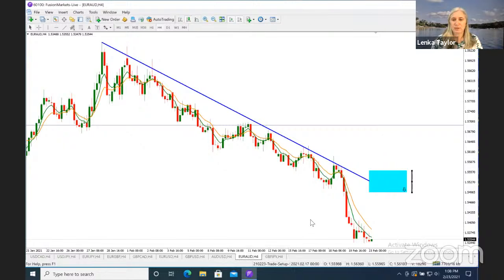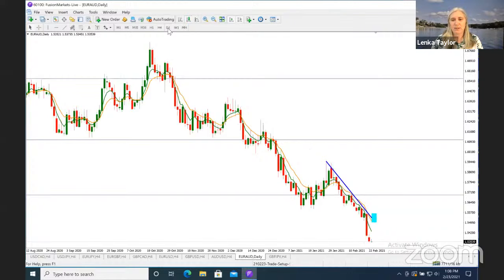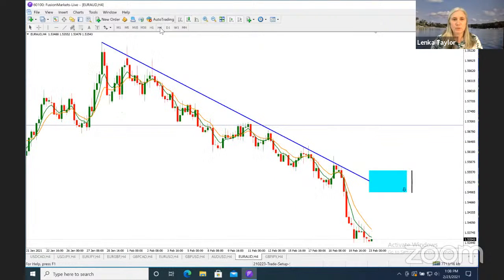Next chart is Euro AUD on the 4-hourly. In terms of direction, the direction is going down, so I'm looking for short positions. I'm looking to enter into short trades. At the moment, the price is very low. So I'm looking for a retracement back up into the entry area near the trend line, and then would look for a price action setup for a short entry.